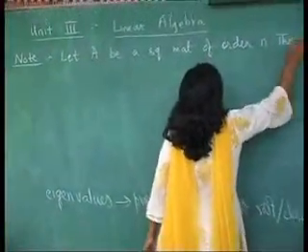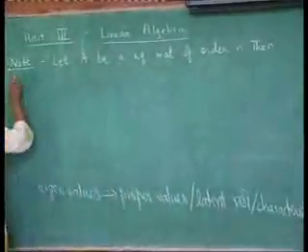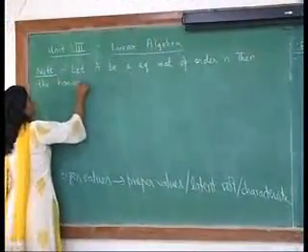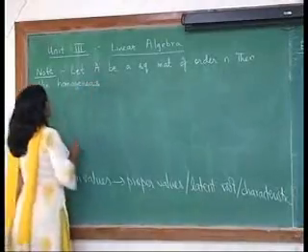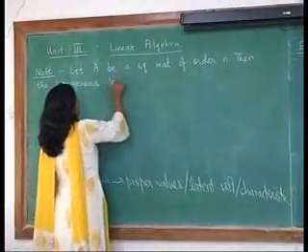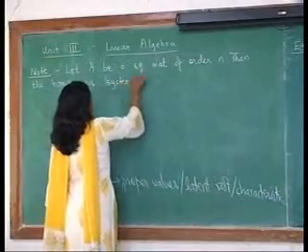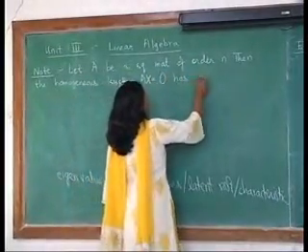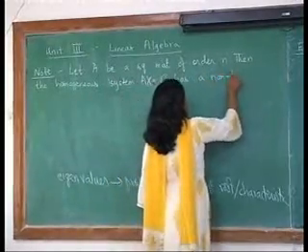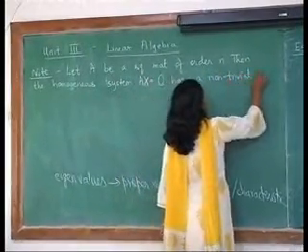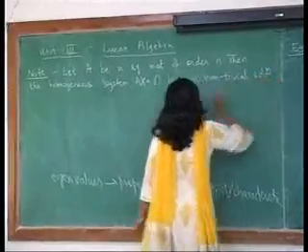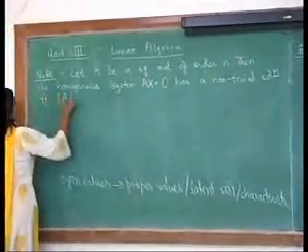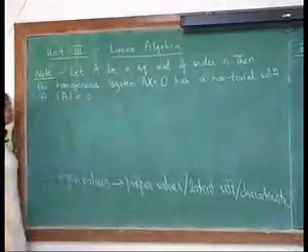Then we know, in fact we have done this in lecture number 4, that the homogeneous system Ax equal to capital O has a non-trivial solution if and only if determinant of the coefficient matrix is equal to 0.